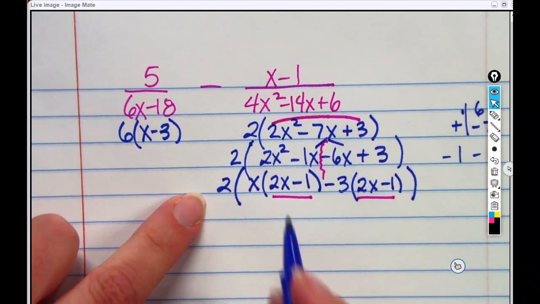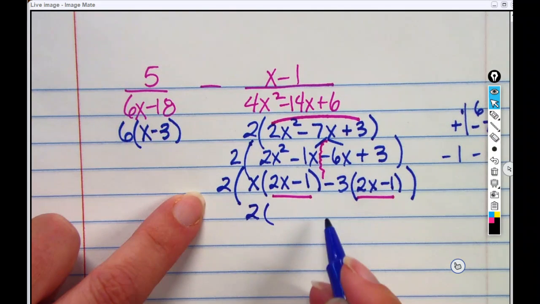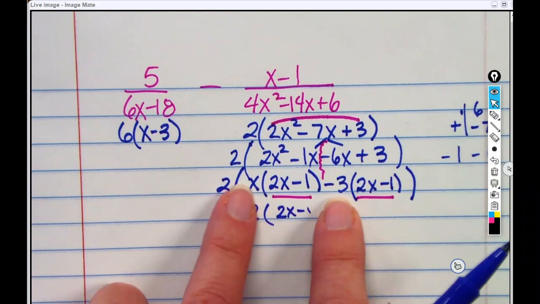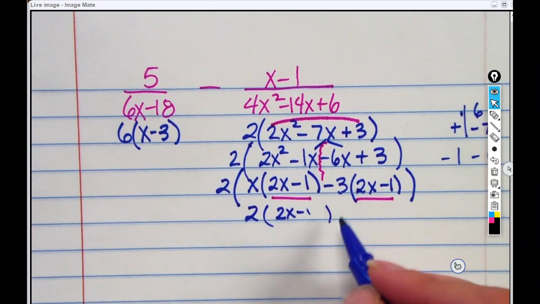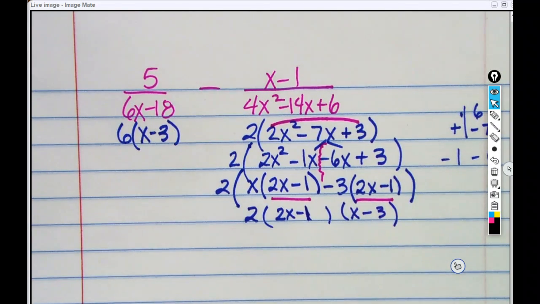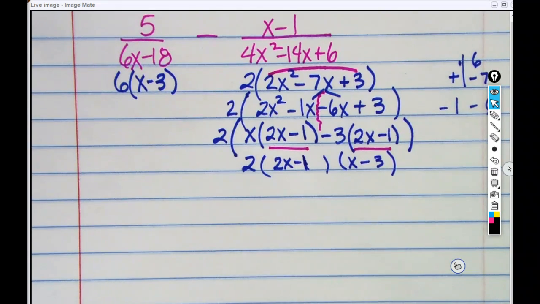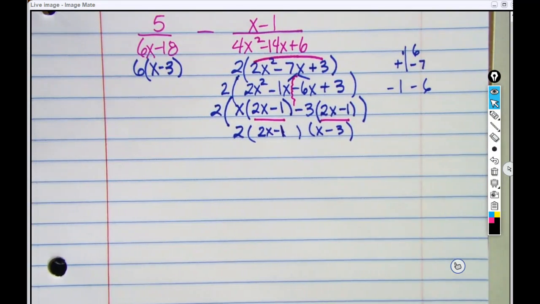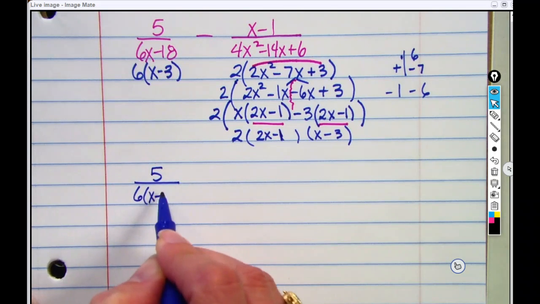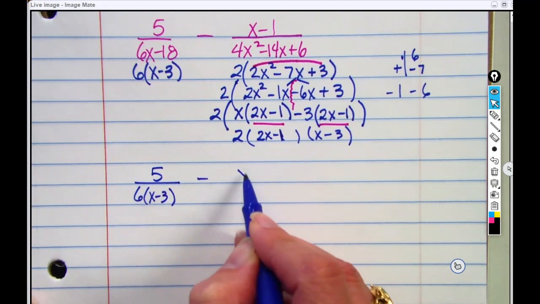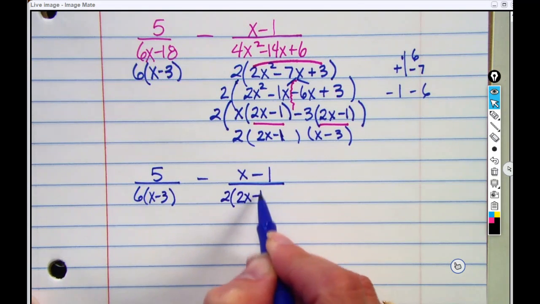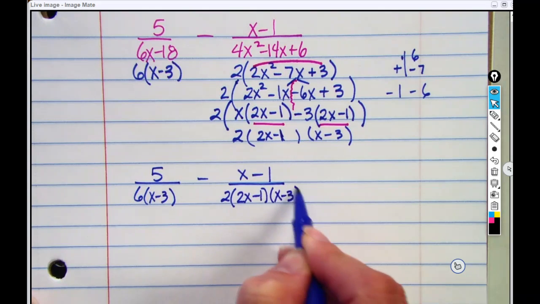I've still got this 2 I've been bringing down. But now I've got 2x minus 1, our greatest common factor there, and our x minus 3. Now, because that's an absolute disaster, and I want to be able to see what I'm doing here in a second, you guys can choose to rewrite or don't. It's not going to hurt my feelings. But I would like this in one place while we're talking about it together so we can see it easily without having a whole bunch of stuff in the way.